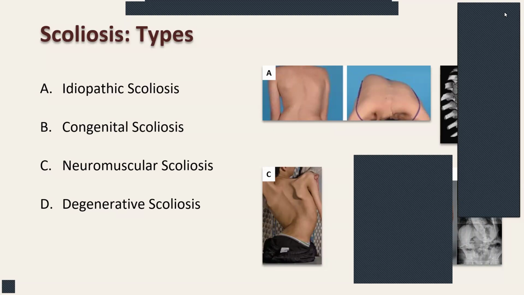And then lastly, we have degenerative scoliosis. It is often a result of the aging process or a disease process in which muscles, ligaments, and the spinal column weaken over time, causing the spine to shift laterally, or side to side.